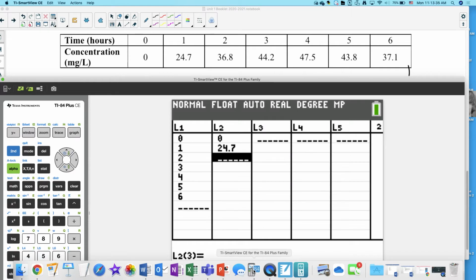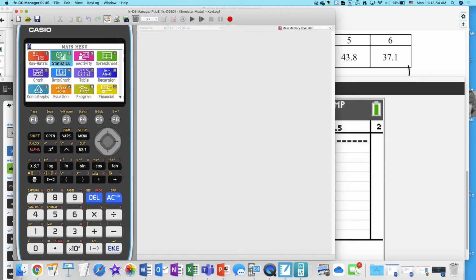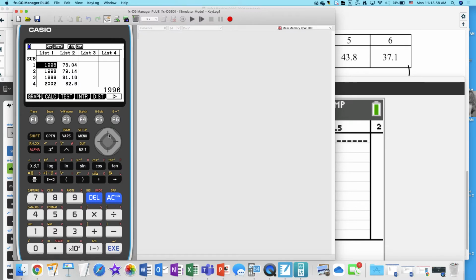Okay, so to do it on the other calculator, I'm going to go back to menu, back to statistics. And then again, you can highlight L1. Oh wait, just go exit. Delete all. There you go. You have to go over to the right, delete all. F1, there you go. Okay, so it's the same idea. There's an easy way of doing it. Delete all. There we go. Okay, so I'm going to enter these again. Okay, and 0. Oh, I can't remember what they are. 24.7, 36.8, 44.2, 47.5, 43.8, 37.1. Okay?